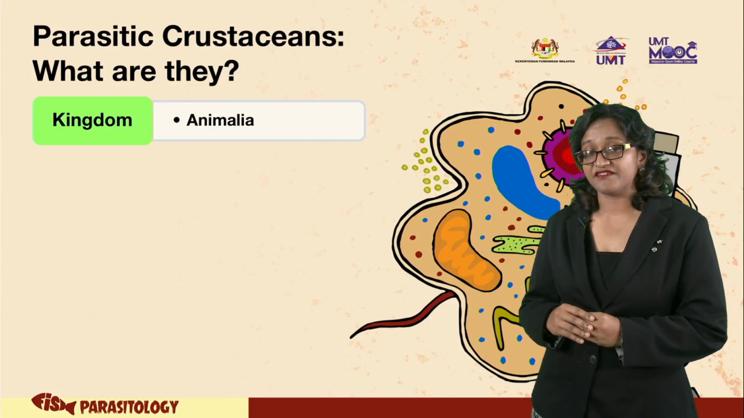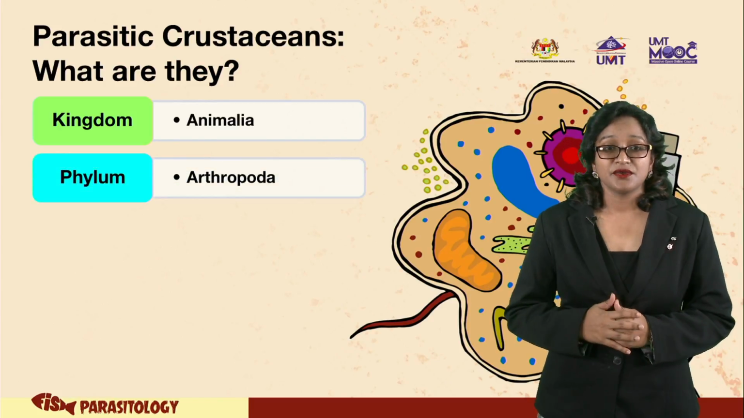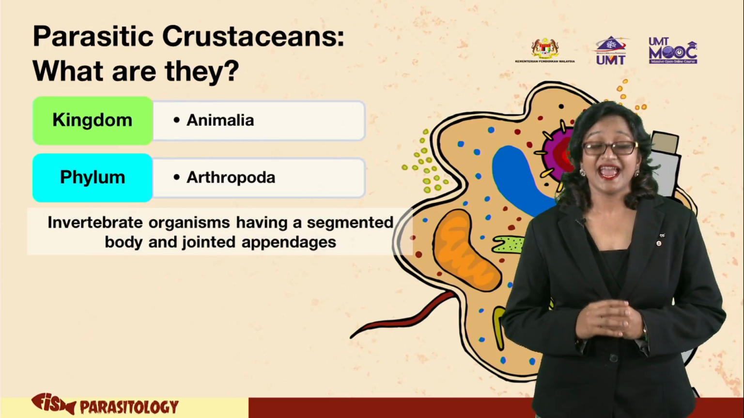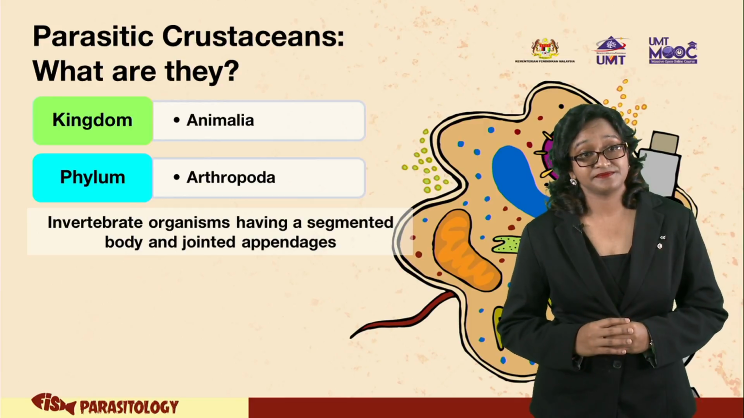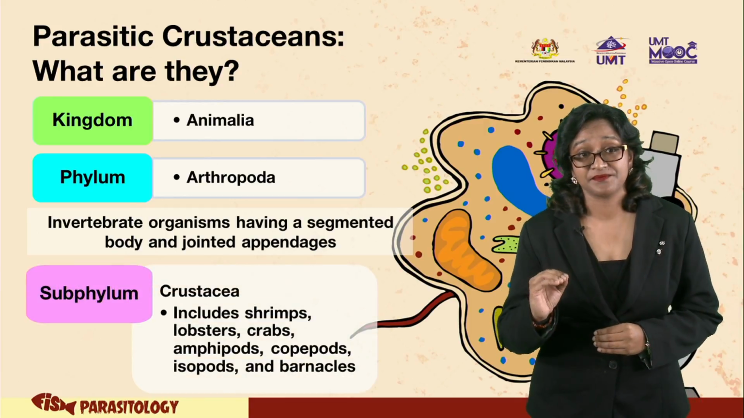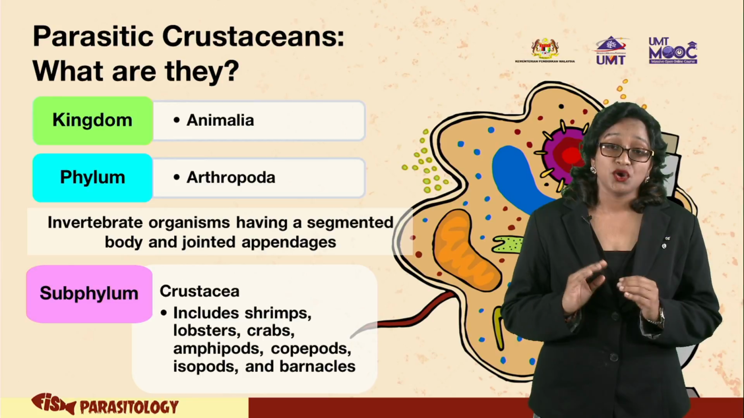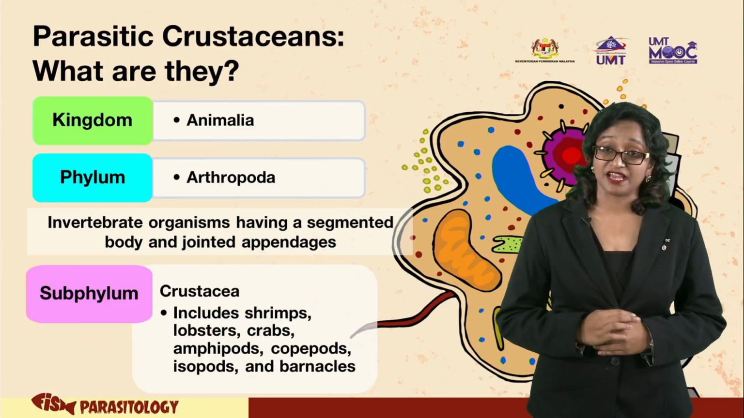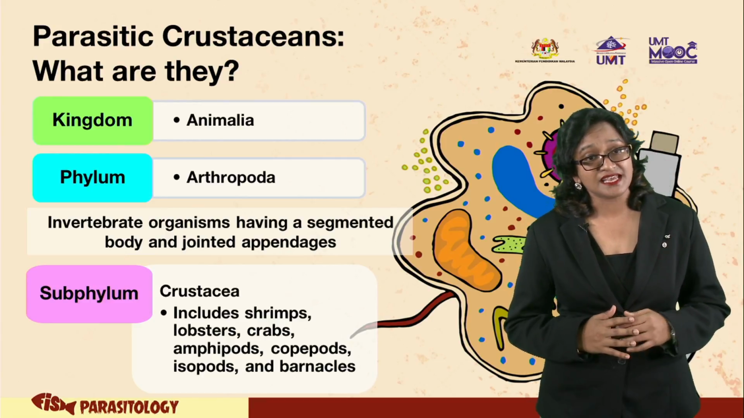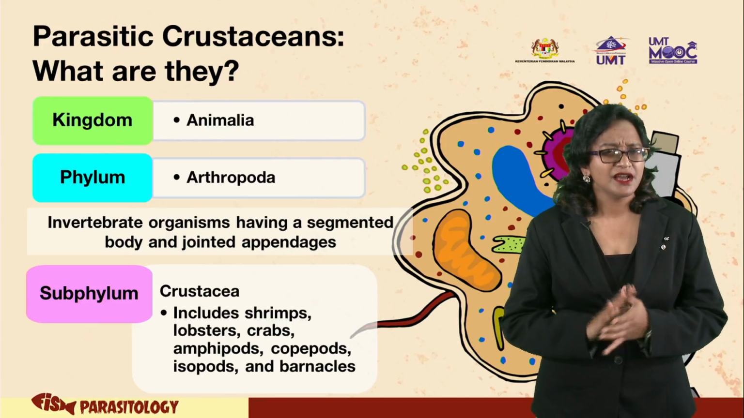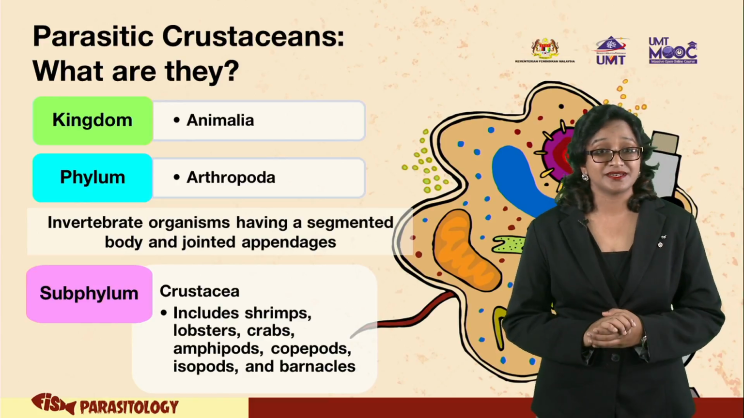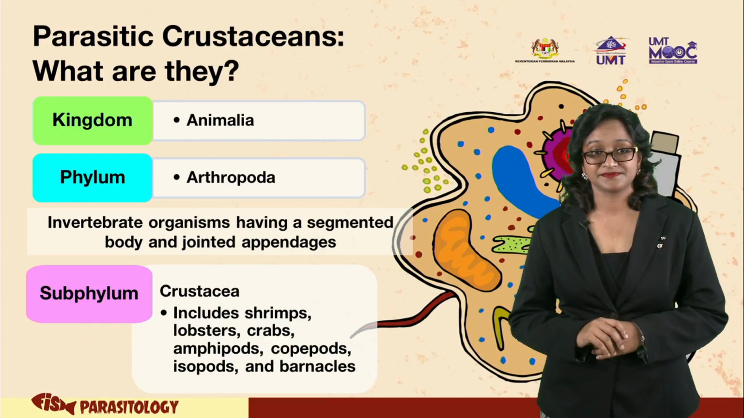Crustaceans fall under the phylum Arthropoda, which are invertebrate organisms having a segmented body and jointed appendages. The Crustacea is a subphylum which includes the commercial shrimps, lobsters, and crabs, but also the common but probably poorly known amphipods, copepods, isopods, and barnacles.